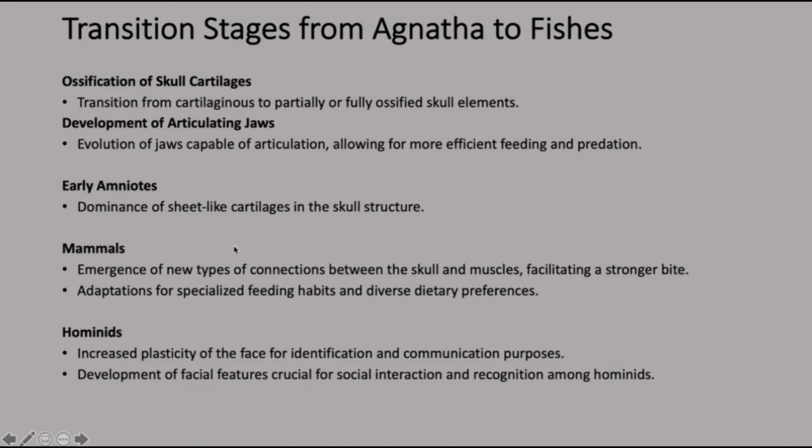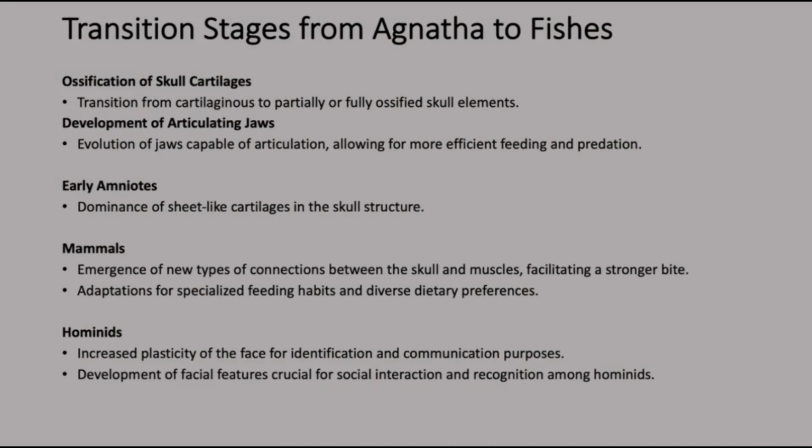The mammals developed a new type of connections between the skull and the muscles to help them have a stronger bite. Basically, this was so that the different feeding habits would be supported. Because as we said, mammals can have lots of different diets, not just plant-based and not just animal-based, but a mix of both.